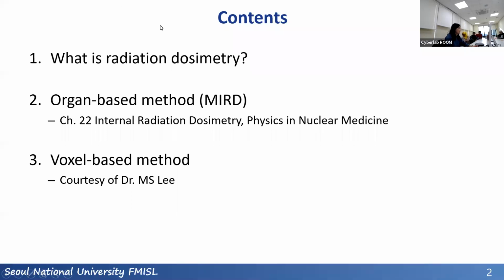So first I will explain what radiation dosimetry is. And the second and third parts are the methods for internal radiation dosimetry. The first method is organ-based, which is quite old but traditional and still used nowadays. And the second one is the voxel-based method, which is quite new and still being worked on.